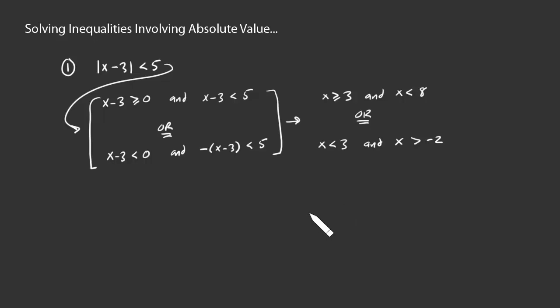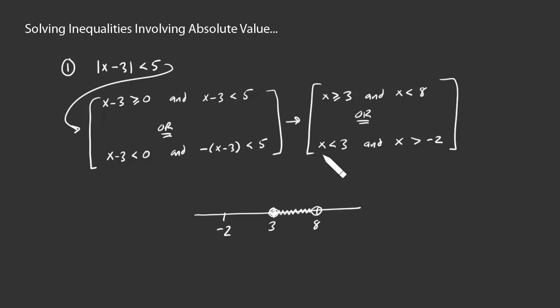Okay? So all of this can be written more simply as all of this. Now, let's look at the number line and these two cases. So here's 3, here's 8, here's -2. You can either be bigger than or equal to 3 and strictly less than 8. Let's see, that puts us right here.